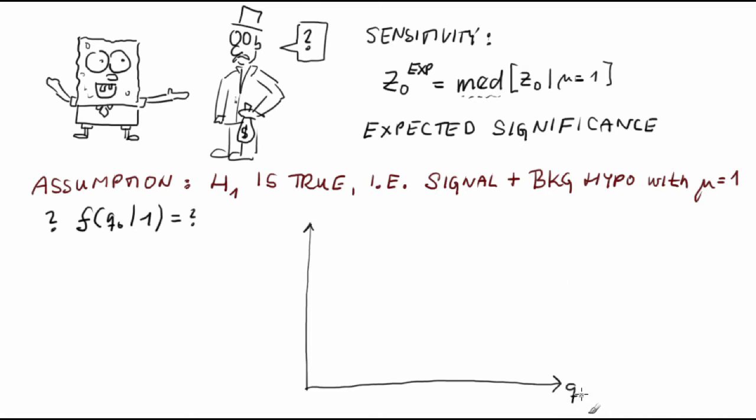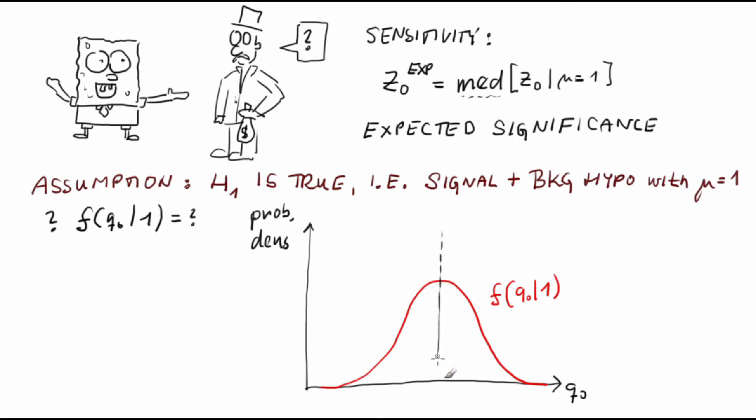If the mu equal to 1 hypothesis is true, then the observed test statistic q0 obs is a number drawn from this PDF. As our expected significance, we define the value that we would get if the observed test statistic was equal to the median of the PDF. Note that the median is preferred over the mean because there is an easy mapping of quantiles of the distribution of the test statistic to the quantiles of the distribution of the significance.